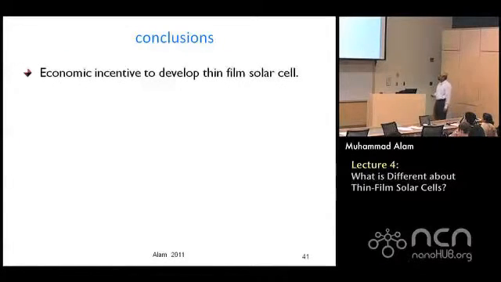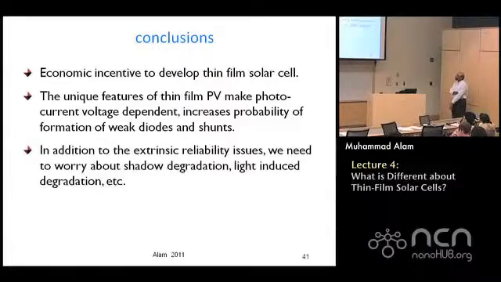Okay, so very briefly, these are my conclusions. Economic incentives, right? We want cheap solar cells so that we can have good economic performance. I told you about thin film PV and its unique features, right? No voltage dependent, voltage independent current. That's the important thing I said. Weak diodes, shadow degradation, all sorts of things I told you about. And extrinsic reliability is of course important, but people are spending a lot of time on intrinsic reliability, because this is something where a good understanding of physics can help you really make a lot of progress.